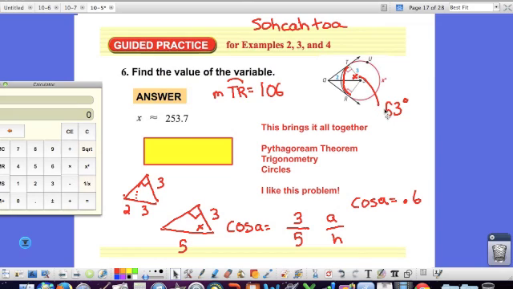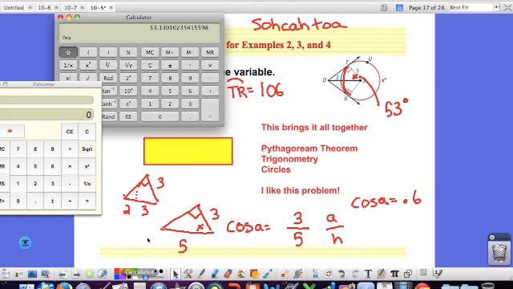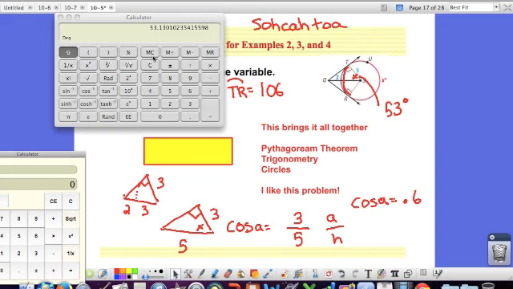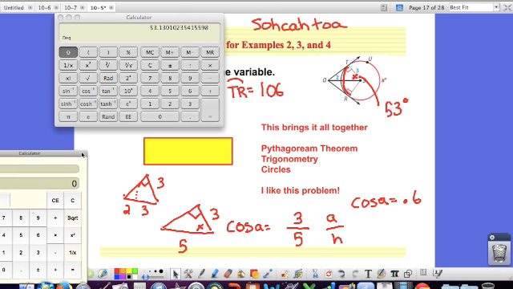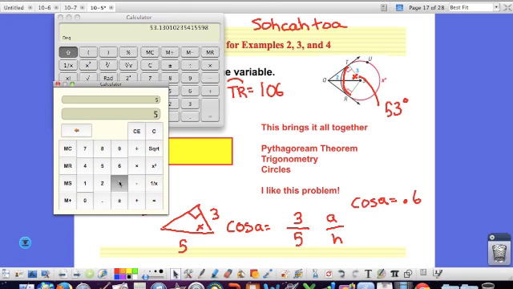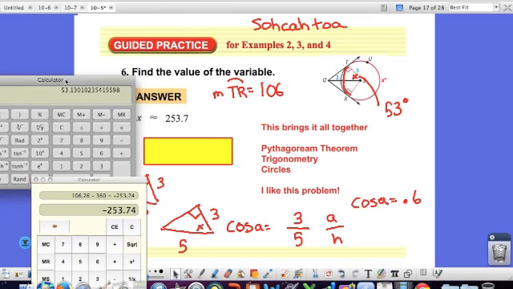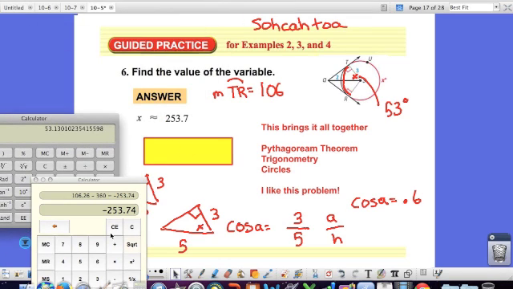It didn't say what to round to, so I went with whole degrees since everything has been whole degrees. But if you remember, we had 53.13. So 53.13 times 2 actually would have been 106.26. I subtract that from 360, so that would have been 253.74. They rounded it to the tenth, and I rounded it to the whole number and got 254.